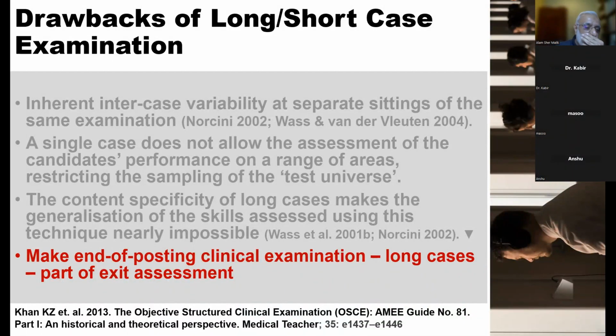And if we have a long case examination at the end of each rotation, and we make that long case assessment a part of continuous assessment, then we are not deciding on just one case, but on, let's say, 6 or 7 long cases, and that can make it more objective and reliable. That is the other side of it.